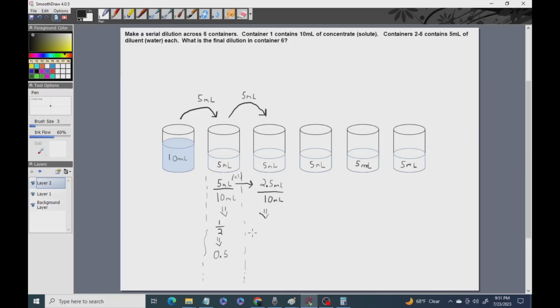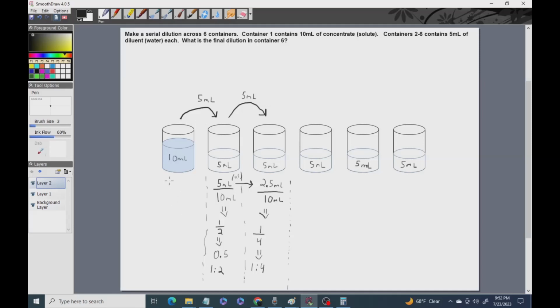This would give us 2.5 divided by 10 would give us 1 to 4. So we could call that a 1 to 4 dilution. This would be a 1 to 2 dilution. And we can keep this up. And this 1 to 2 dilution makes sense because you basically halved your first.